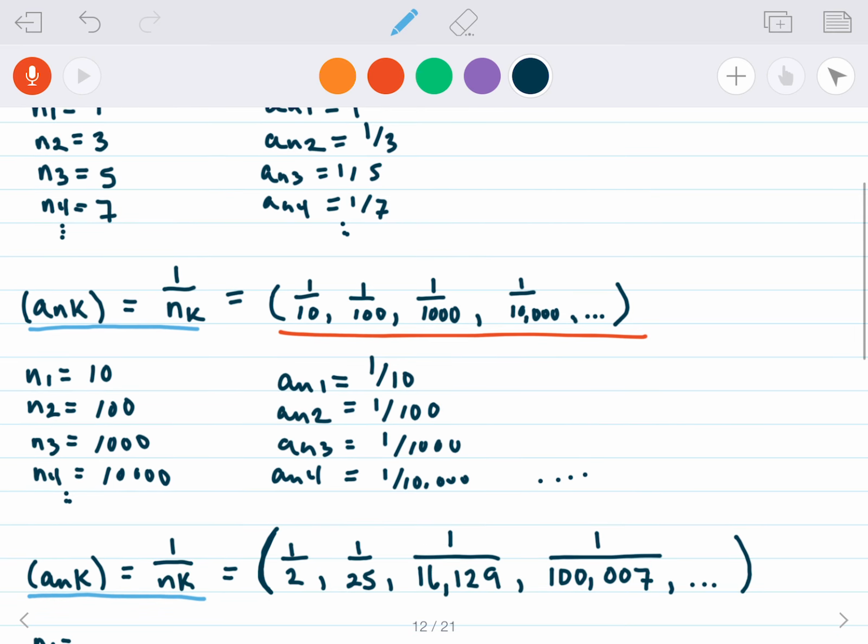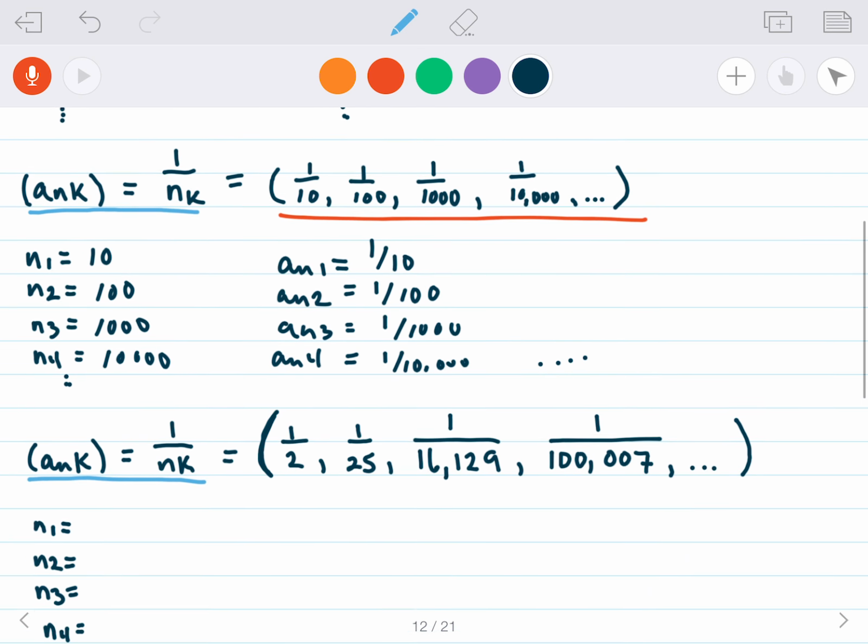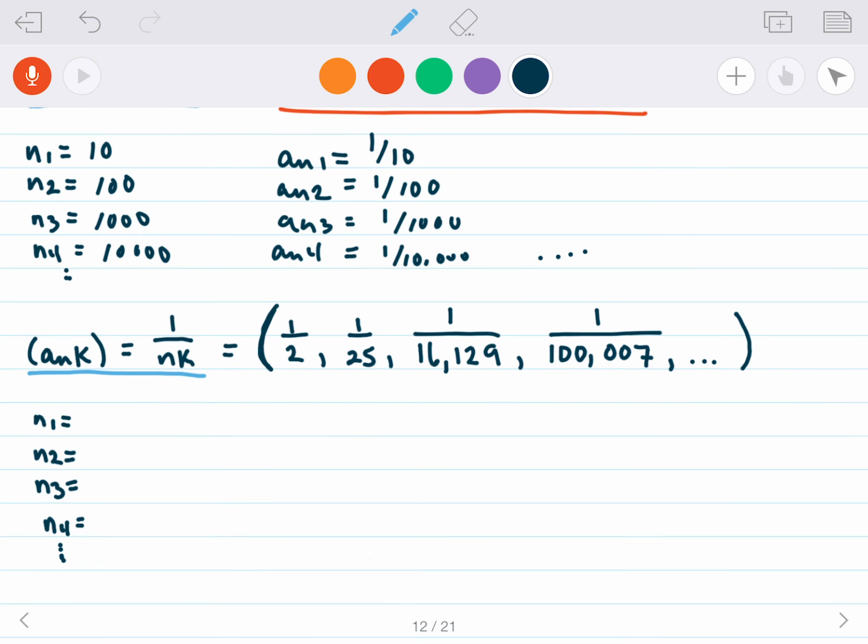Okay. All right, and as I mentioned before, we don't have to have a well-defined pattern like we did in the last two examples. We could have something that looks like this, and this is a totally fine subsequence because the nk's are strictly increasing. We're going from 2 to 25 to 16, 129 to 100, whatever. So it's, you know, a perfectly valid subsequence: 2, 25, 16, 129.